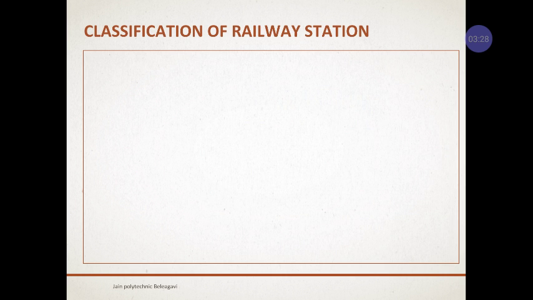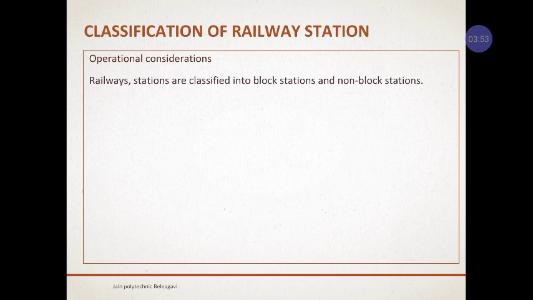Next, the classification of the stations. So how are these stations classified? Depending upon the operational conditions, depending upon how the stations are operated, meaning how they are going to work, on that basis the classification is done. Railway stations are classified into block and non-block stations. In the operational classification, there are two divisions: block stations and non-block stations. So what are block and non-block stations here?